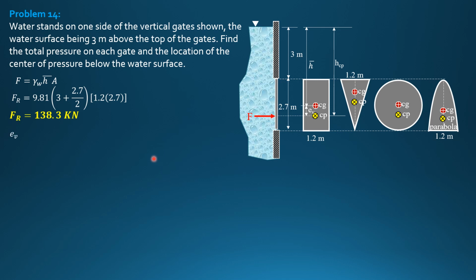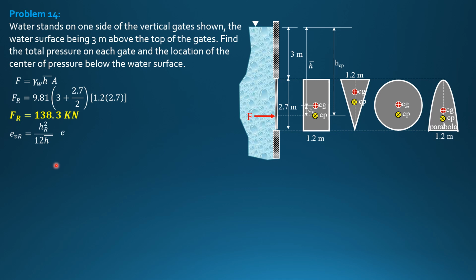Then E sub V of rectangle is height of rectangle squared over 12 barred H. Now you can derive this from I sub Cg over area times barred H, where I sub Cg is the base times height of rectangle cubed over 12, over area base times height of rectangle times barred H. So that's why you can derive that, and I also used this in the previous problems. So you should know that.